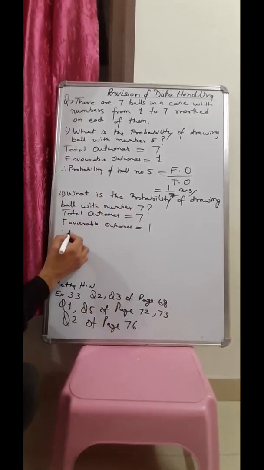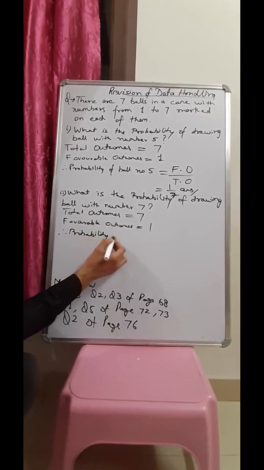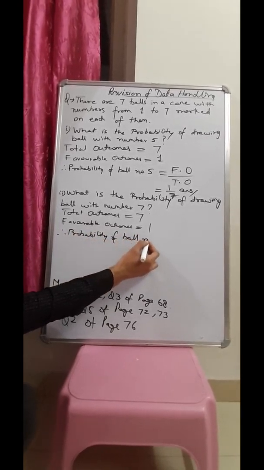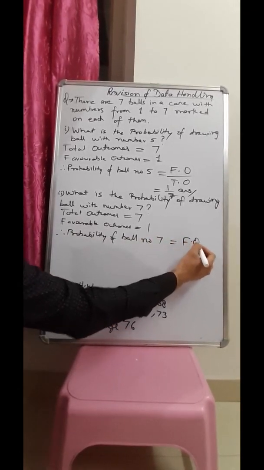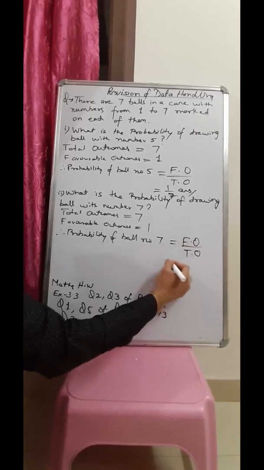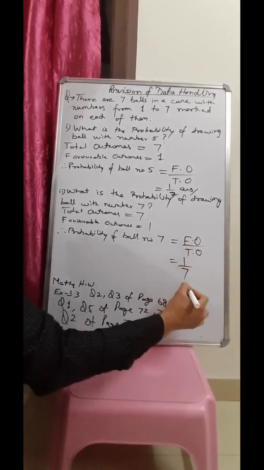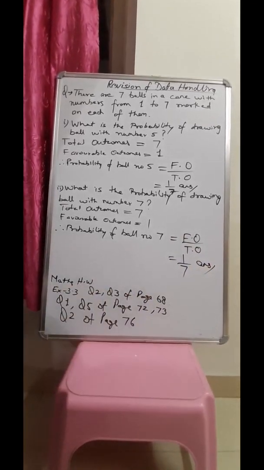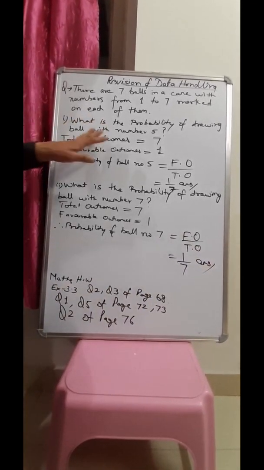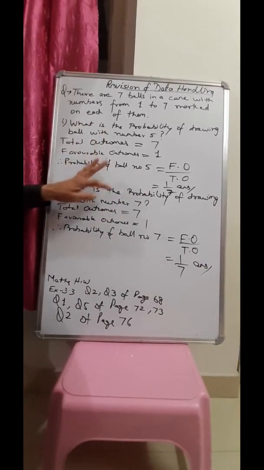Therefore the probability of ball number 7 will be, again, favorable outcomes upon total outcomes. Favorable outcomes is 1 and total outcomes is 7. So again the answer will be 1 upon 7. In this way we can find the probability of anything that has been asked.